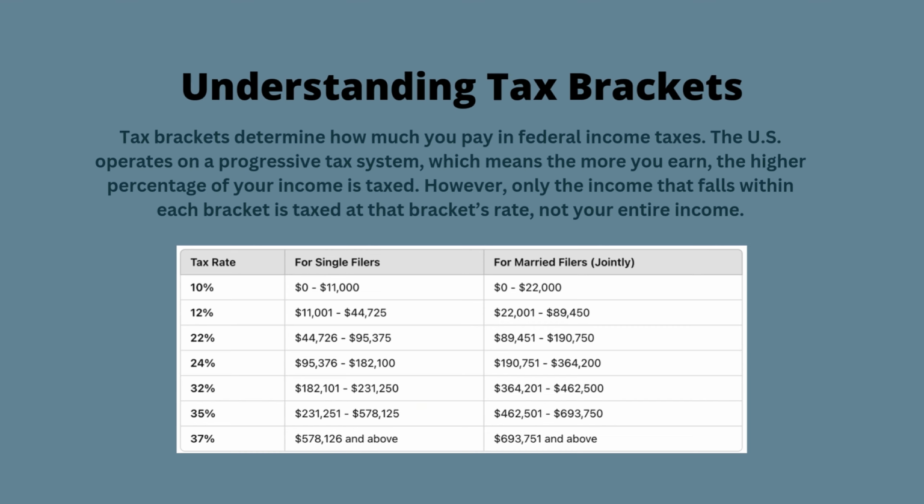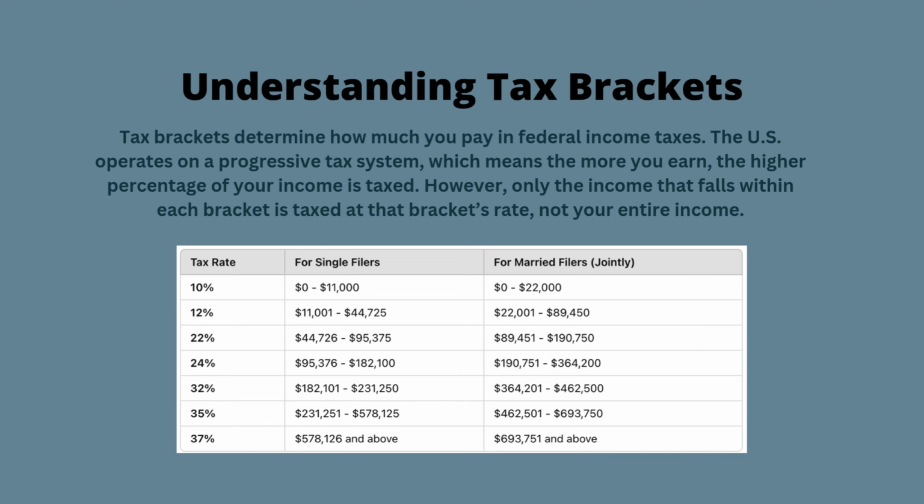For example, let's say a single filer earns $50,000. The first $11,000 of their income will be taxed at 10%. The income from $11,001 to $44,725 will be taxed at 12%. And the remaining amount from $44,726 to $50,000 will be taxed at 22%. This tiered system helps ensure that people pay higher taxes only on their higher earnings.